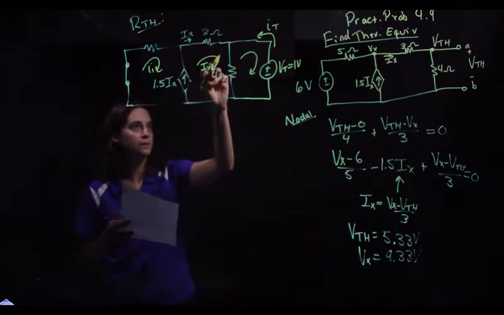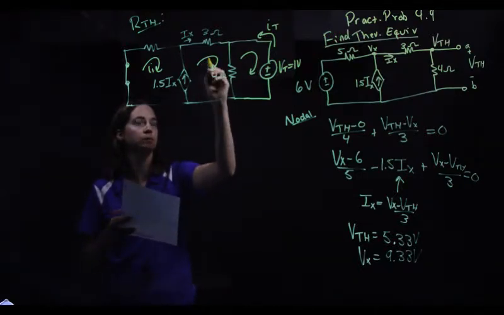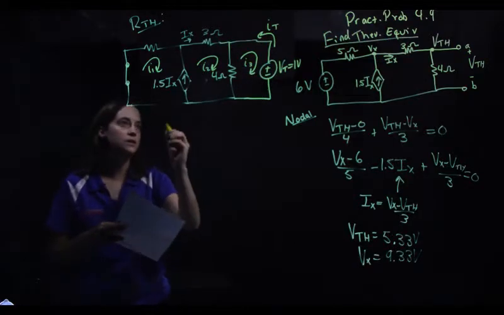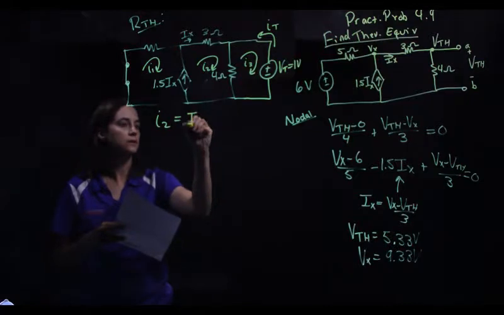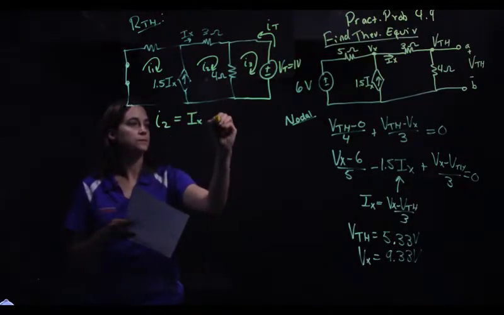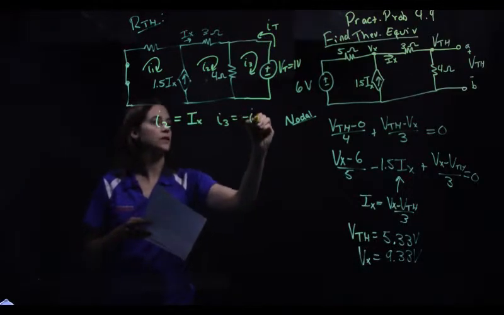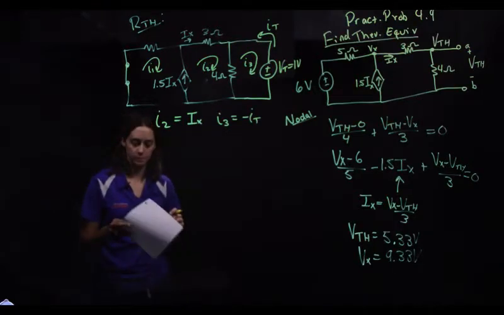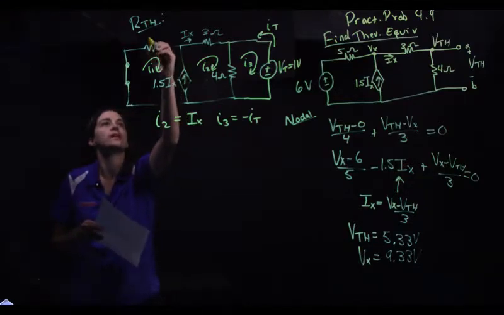You know what? I'm afraid I'm going to confuse you if I do that. Let's just go back to calling this I2 and calling this I3. And then right here, let's go ahead and recognize that I2 is equal to Ix, and I3 is equal to minus IT. All right, so using mesh, what do we have? I didn't write this 5 here. There we go.